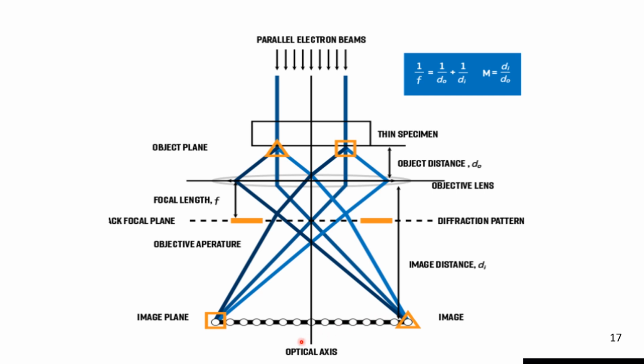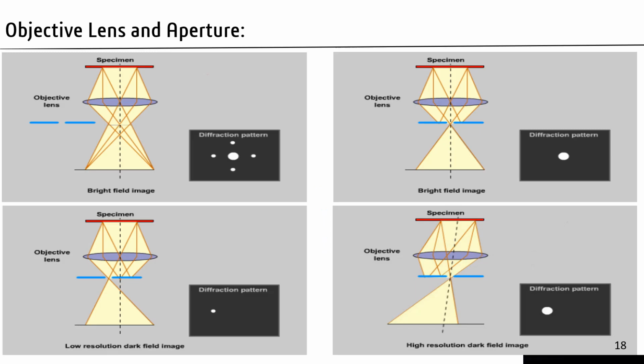The focal length of the objective lens must be minimized to maximize magnification. Then the object distance, or the distance between the specimen and the objective lens, must be very small. This is all about the objective lens.